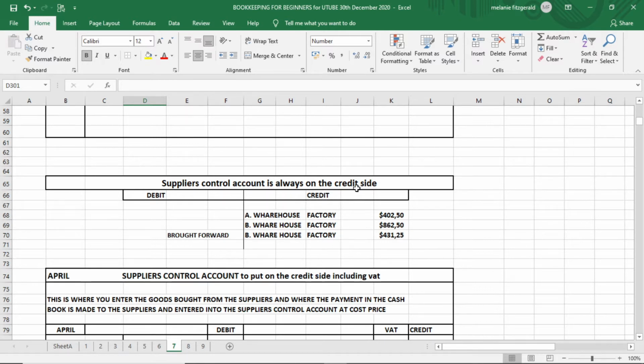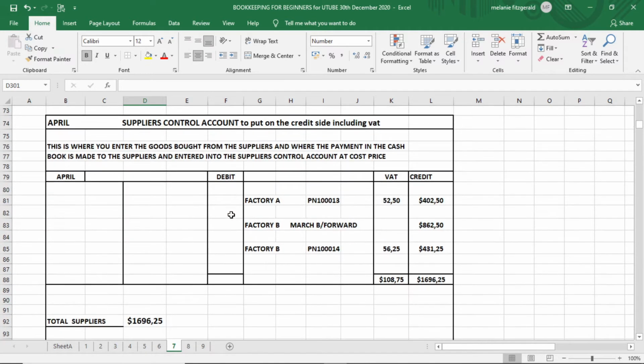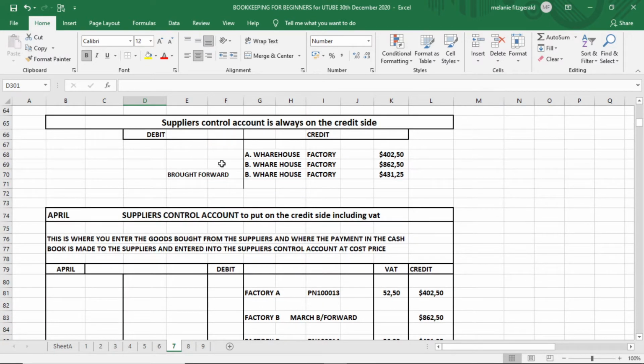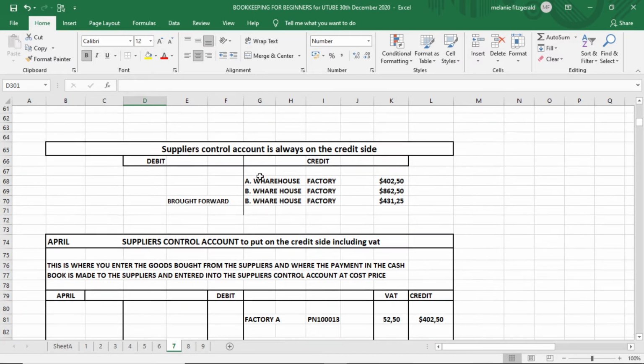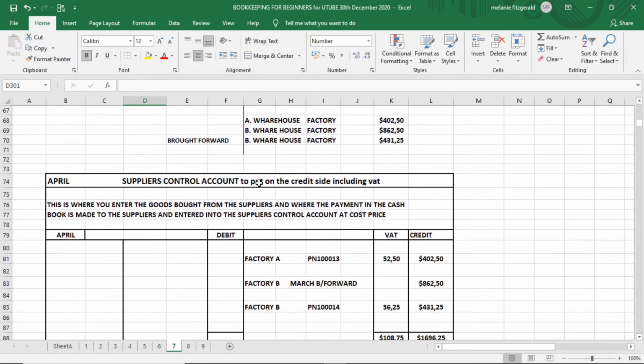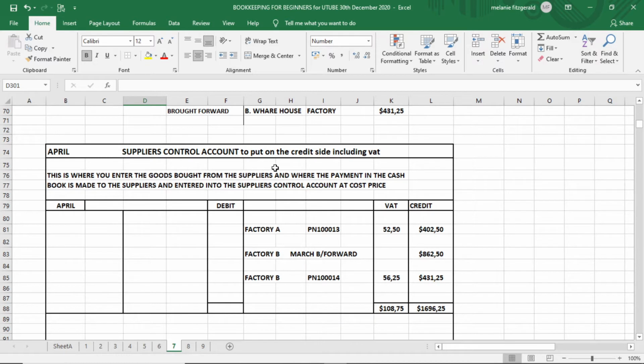Now, we're going to do a suppliers control account. Once again, you will see from our earlier lessons, we use this as an example. This goes on the credit side in the general ledger. Everything I'm explaining to you here goes on the credit side in the general ledger. That's very important. So let's start with the suppliers control account, to put on the credit side, including VAT. This is where you enter the goods bought from the suppliers, and where the payment in the cash book is made to the suppliers, entered into the suppliers control account at cost price.